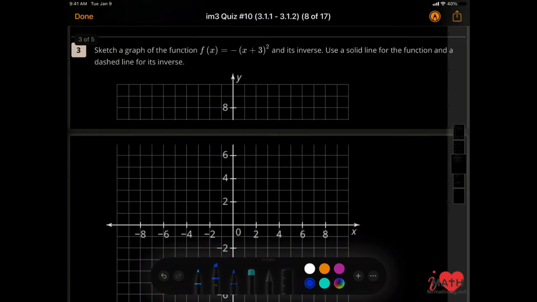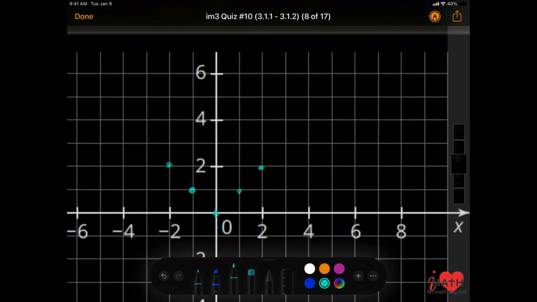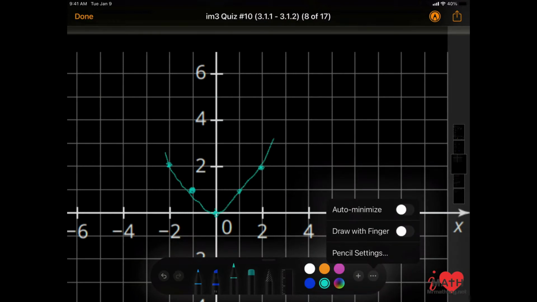Question number 3. Sketch a graph of the function f of x equals negative (x plus 3) squared and its inverse. Use a solid line for the function and a dashed line for its inverse. We talked about before how we first need to graph the parent, which is x squared. If you put in 0, you get 0. You put in 1, 1 squared is 1. Put in 2, 2 squared. These are the reference points for a quadratic. That's the parent graph.